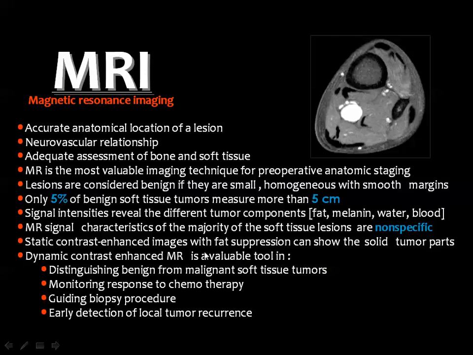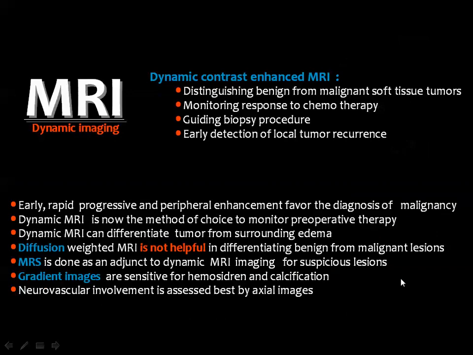Then we have two methods for injection of contrast material by MRI: the static contrast enhanced images with fat suppression, and the dynamic contrast enhanced MRI. These are valuable in, number one, distinguishing benign from malignant tumors according to the previously mentioned criteria, monitoring the response to chemotherapy, and they may guide the biopsy procedure and also help in early detection of tumor recurrence.